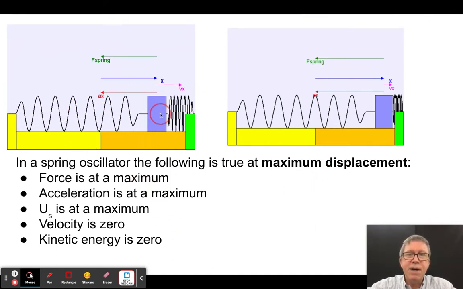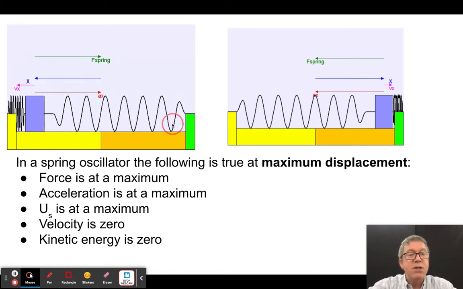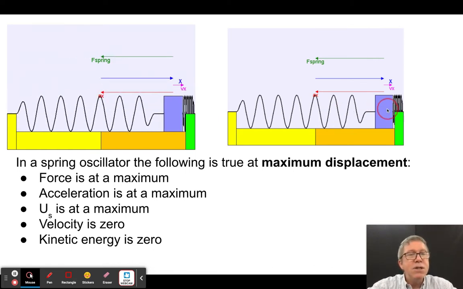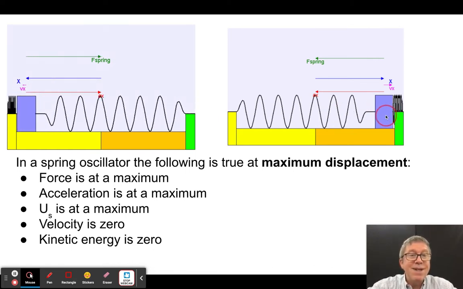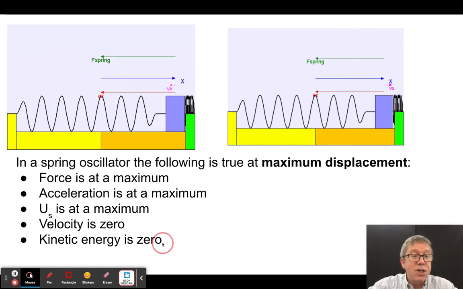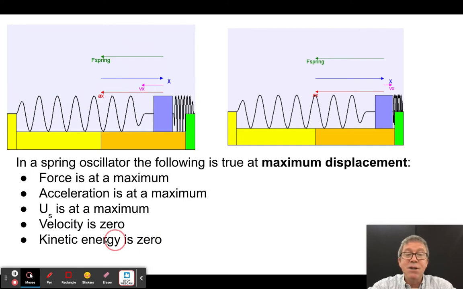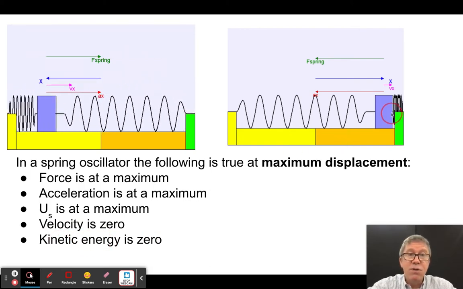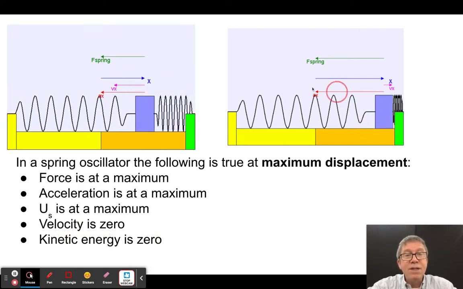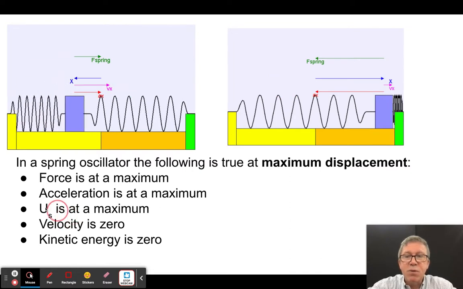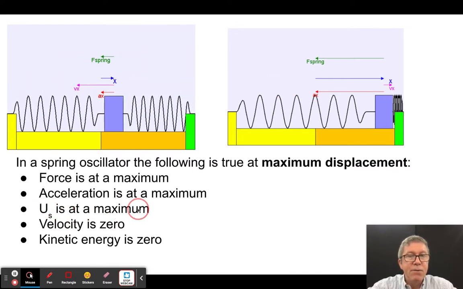So here's what we've got. It's going back and forth. When it reaches its maximum displacement, let's talk about what that means. First of all, it stops moving because it's changing direction, so the velocity is zero. And if the velocity is zero, the kinetic energy of the system is zero. It has no kinetic energy at this point. All of its energy is stored in the spring as spring potential energy when it's at maximum displacement.